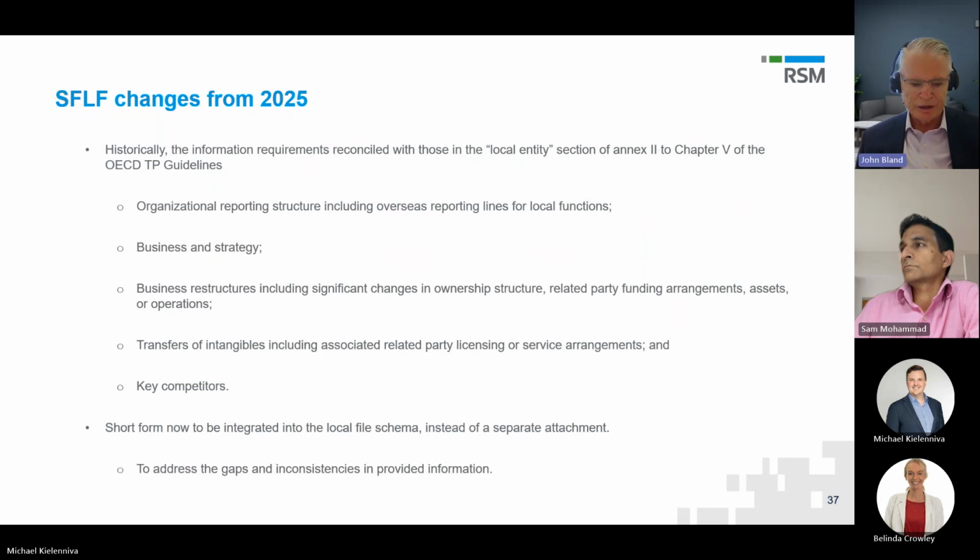This is now going to be changed, and it's going to be put into the message structure table format that the other local file Part A and Part B is in, which you'll be familiar with if you've been filing those in Australia. The understanding we get from the ATO is that the reason for the change is to address gaps and inconsistencies in information that's currently being provided. And as I said before, it's a free text form, the other version. And so, the level of detail is obviously going to vary between different taxpayers. So this is an attempt to try to systematise that process.